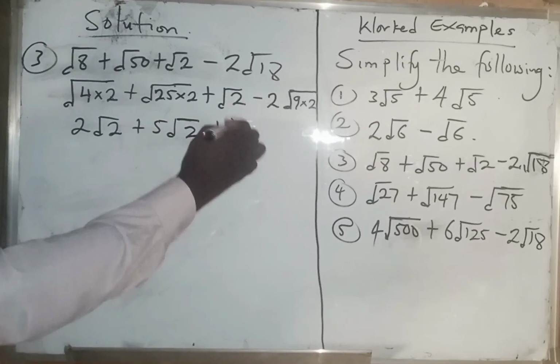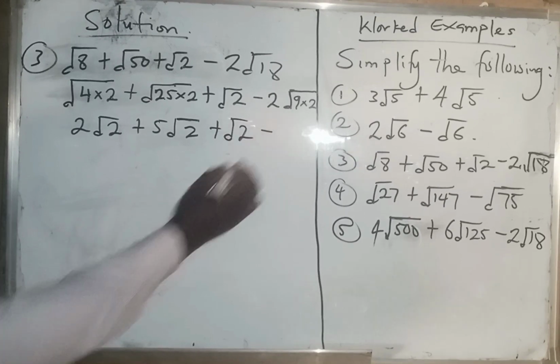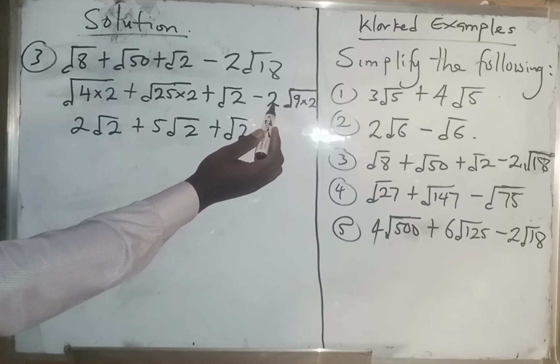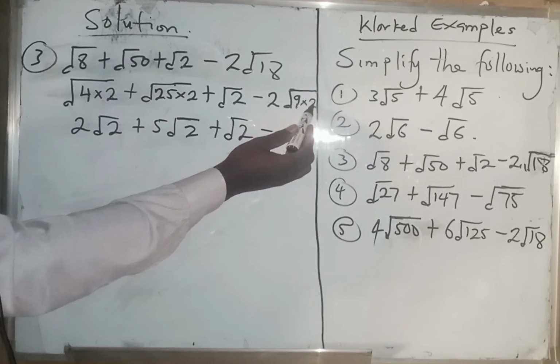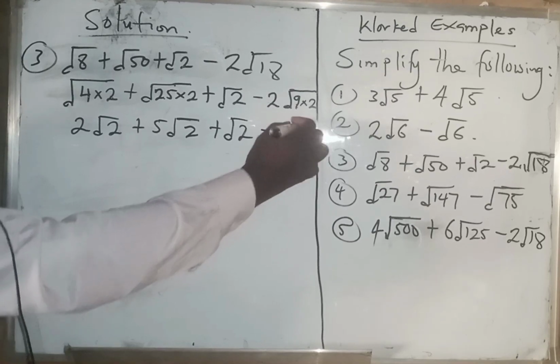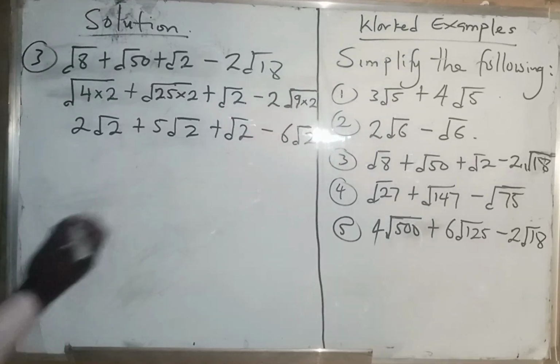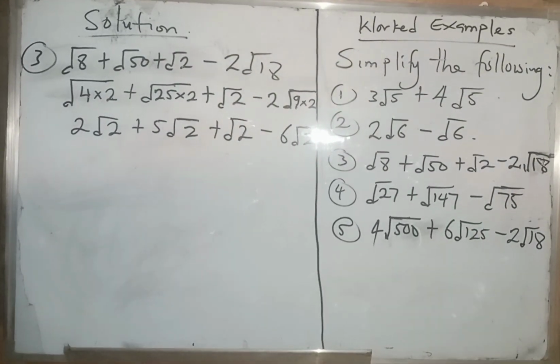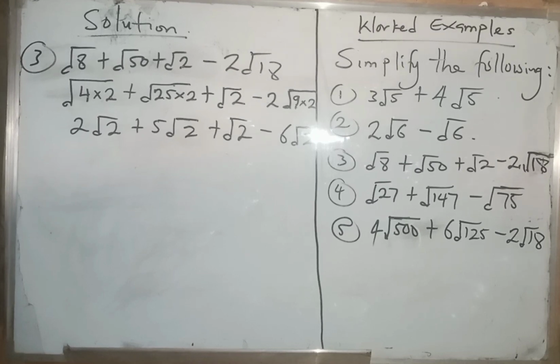Then plus root 2 minus root 9 will give us 3. And that 3 we use it to multiply by this 2. That will give us 6 root 2. Now we have been able to simplify the surds into their basic forms. The next thing we're supposed to do is to try adding the surds. So we are going to add the surds.